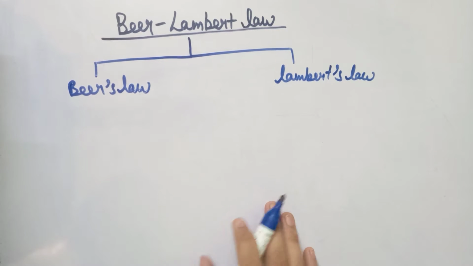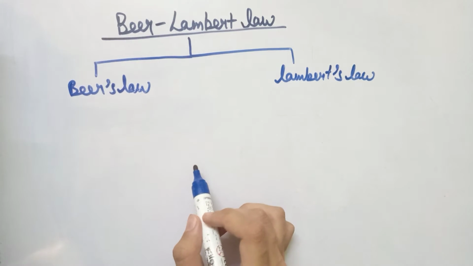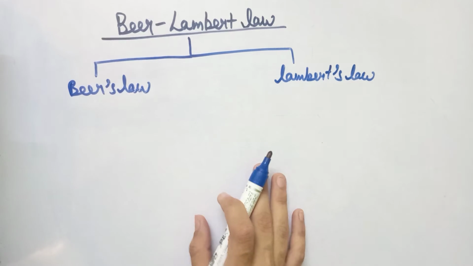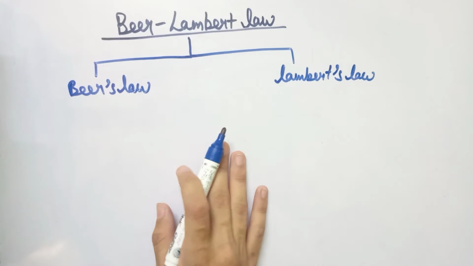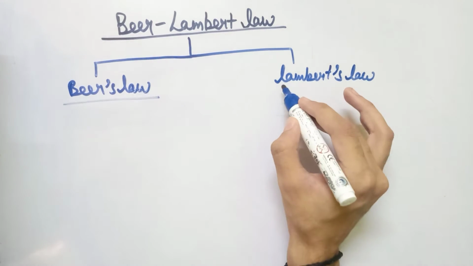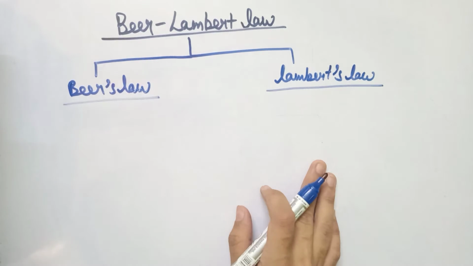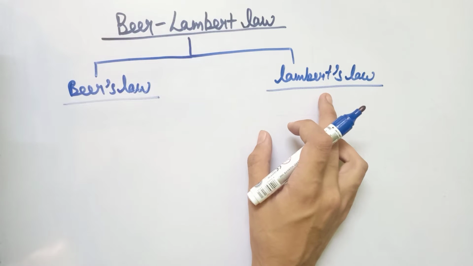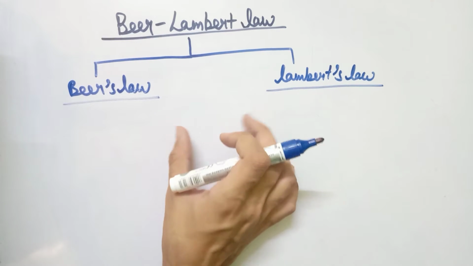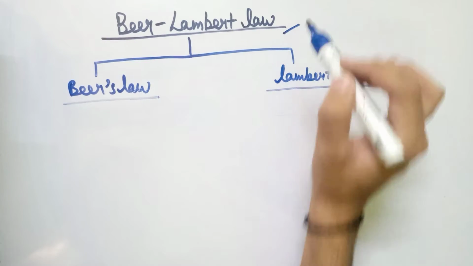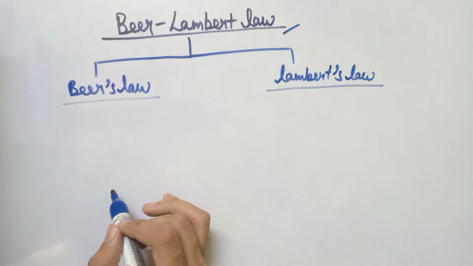Today we will study Beer-Lambert's law. Beer-Lambert's law is a combination of two laws. The first law is Beer's law and the second law is Lambert's law. We will first study Beer's law and then Lambert's law, and we will combine both laws and we will get the Beer-Lambert's law. So first we have to study Beer's law.